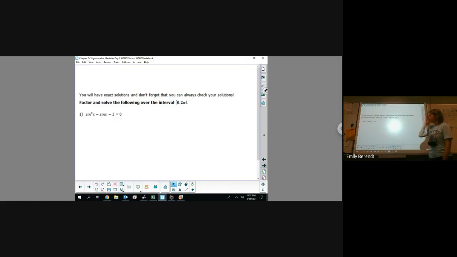All right, so factor and solve over the following interval, 0 to 2 pi. We've got sine squared of x minus sine of x minus 2 equals 0. So anytime we see a sine, we're going to make it look like y. And anytime we see a cosine, we're going to make it be x. Tangents, we'll usually do like a w or a z or something like that. So sine, we're going to go to the y. We're going to say y squared minus y minus 2 equals 0. If you can factor this, then we can factor it with the sines.